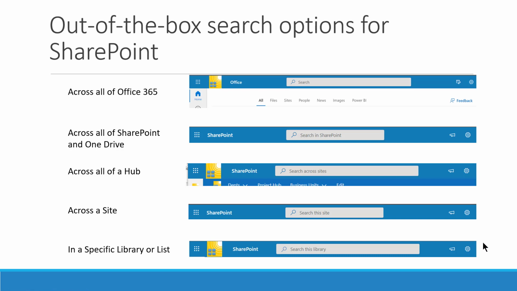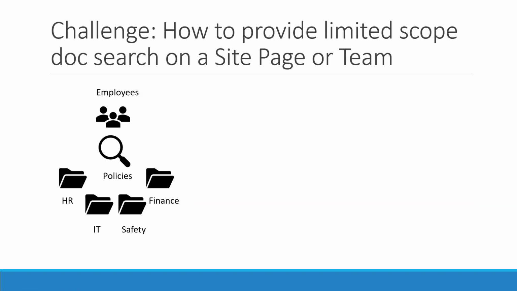Now, these are a lot of search options, but often they don't really meet the challenge of what many organizations need for doing specific searches in SharePoint. So a challenge is, how do you provide a limited scope document search on a site page or a team that can search across a targeted set of libraries and even folders in those document libraries?